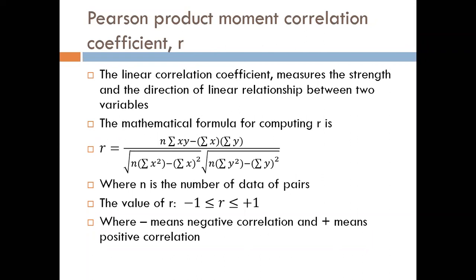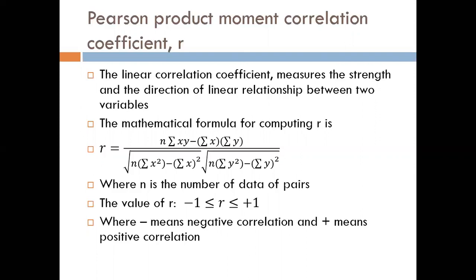Now, another measure which we talked about earlier is the correlation coefficient. For scaled variables, we can estimate what we refer to as the Pearson's correlation coefficient or the product moment correlation coefficient R. Okay.